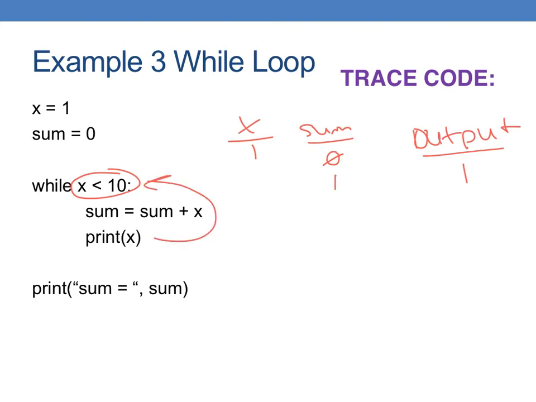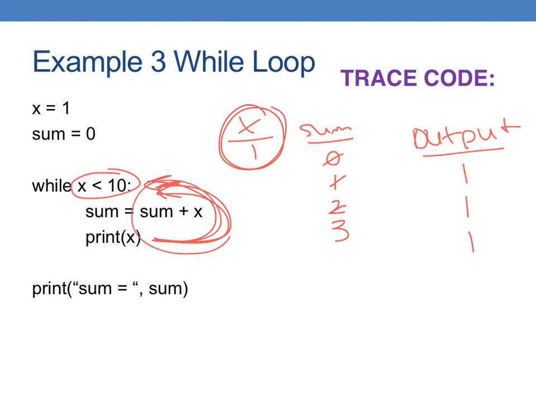Okay, x is still 1, which is still less than 10. So sum is sum plus x, which is now 1 plus 1 is 2. Print x to the screen. Loop back up. Still less than 10. 1 plus 2 is 3. We output 1. Now, what some of you are probably noticing is x is not changing anywhere. And what's going to happen here is we're going to keep looping. We're going to get stuck here because we're not actually updating x to be anything different. And as a result, we never pop out of this loop.